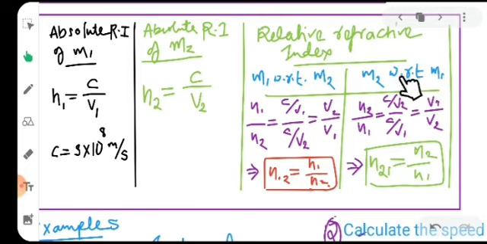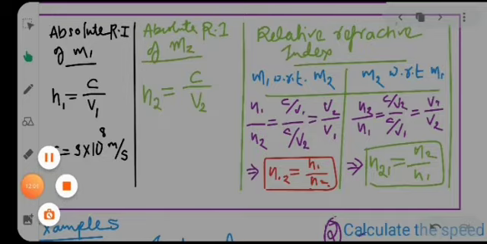The relative refractive index of material 2 with respect to material 1 is then, by doing the ratio n2 over n1, c over v2, similarly to the previous case, over c over v1, and we end up with v1 over v2, and we know v1 over v2 stands for n21. So n21 is found to be equal to n2 divided by n1. So that is how we can also calculate the relative refractive indices of materials.